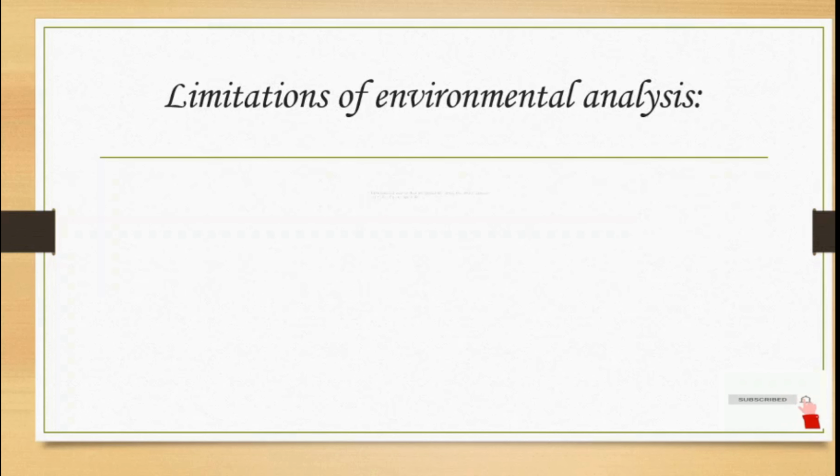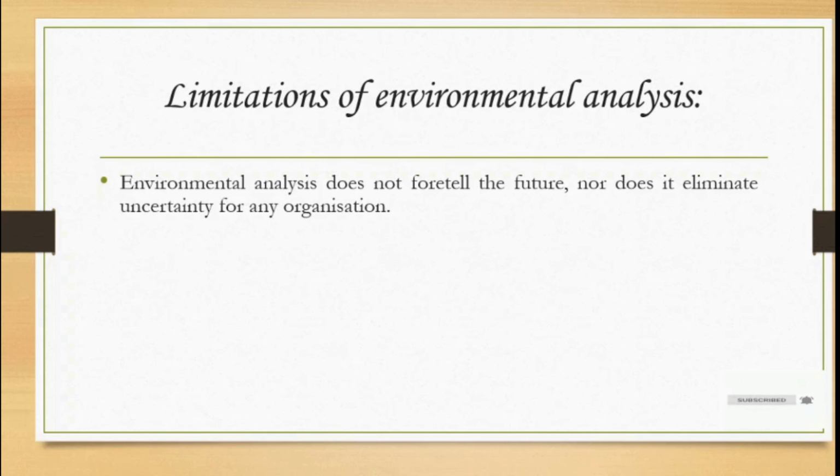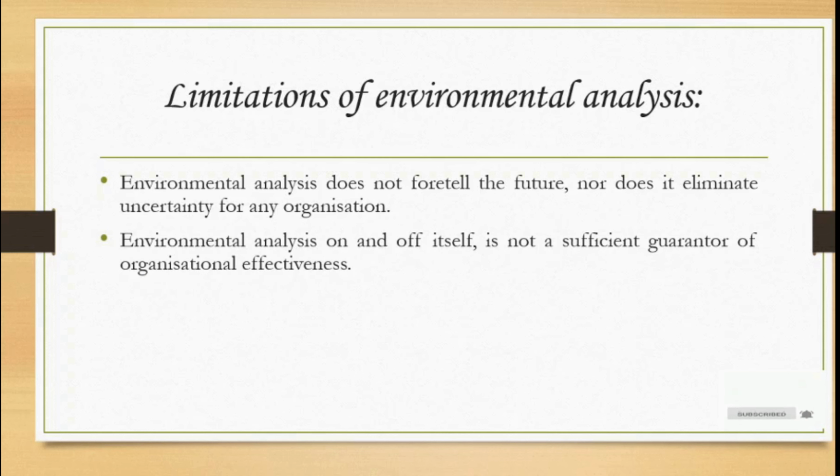Next point is limitations of environmental analysis, which include, first point, environmental analysis does not foretell the future, nor does it eliminate uncertainty for any organization. It just simply provides the information. Second point is environmental analysis in and of itself is not a sufficient guarantor of organizational effectiveness. So it is not sure that even if you perform environmental analysis, there is any guarantee that your organization is going to achieve effectiveness.